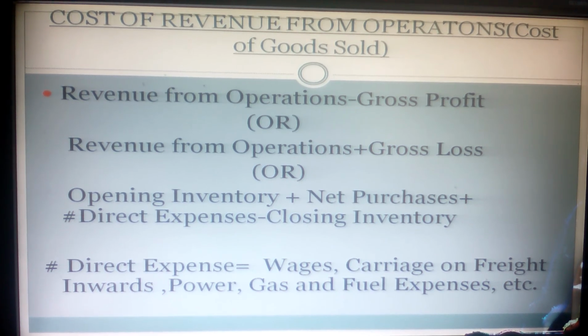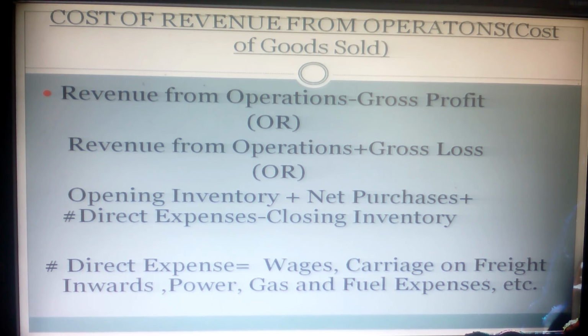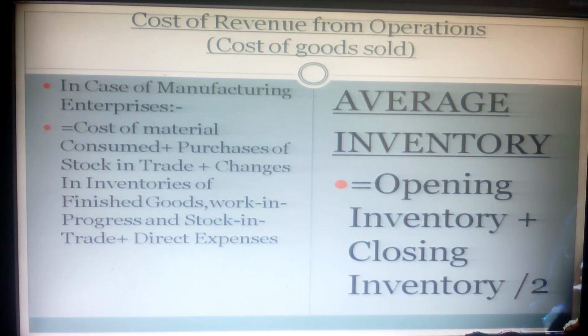If you are strong in final accounts, there you can classify direct expenses as coming under the trading account, and indirect expenses coming under the profit and loss account. So you want to recollect all this information here. That's how you can also calculate cost of revenue from operations. You can deduct gross profit or add gross loss, or take opening stock plus net purchases plus direct expenses minus closing inventory. That is very important information. That gives cost of revenue from operations, cost of goods sold.